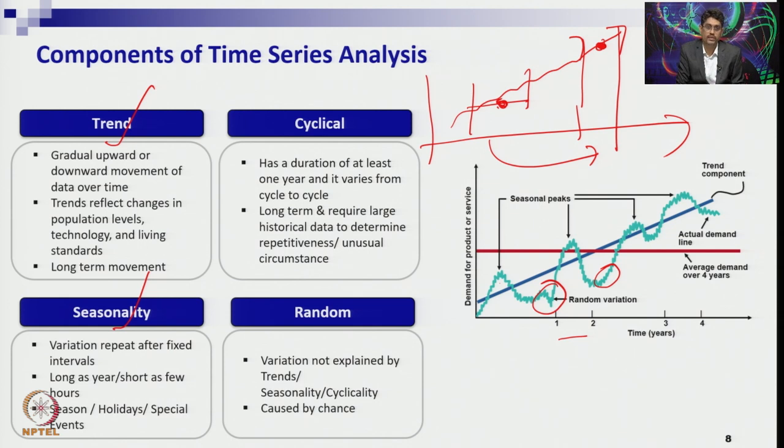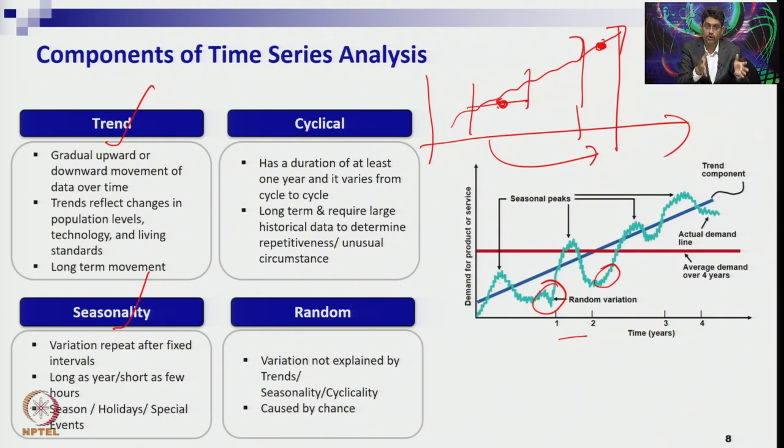I can give you one more example. Suppose during Corona, what happened? Once Corona came, most of the restaurant business, the tourism sector and hotel business got closed, right? Startups also got affected heavily. So what does it mean?